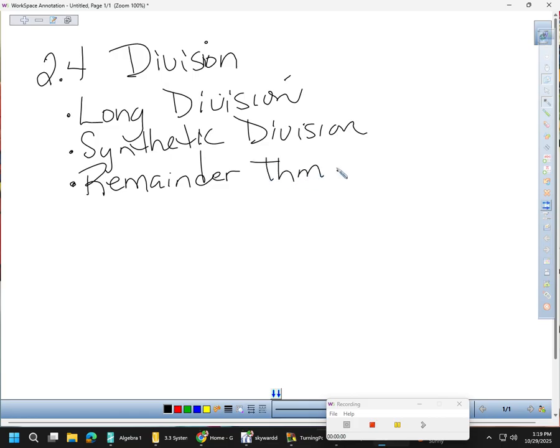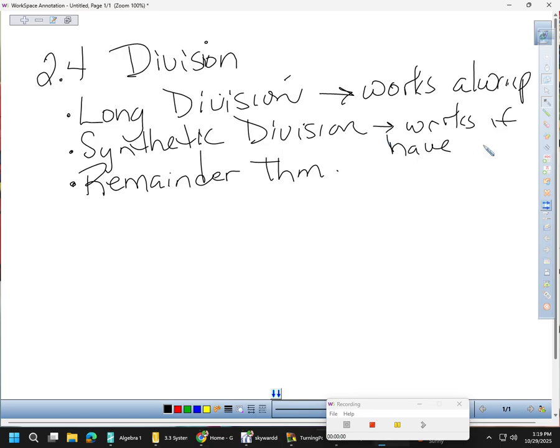All right. So here's the thing. I know synthetic is your favorite. However, we can't use synthetic all the time. This works all the time. Synthetic is shorter, easier, quicker, but it only works if you have zeros. And the remainder theorem we'll get to in a minute.